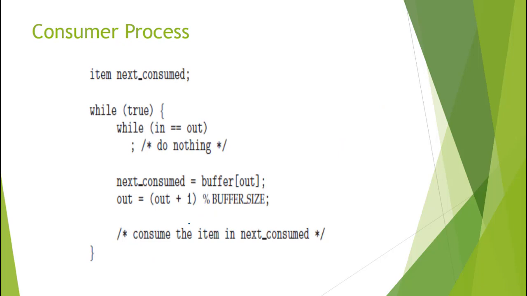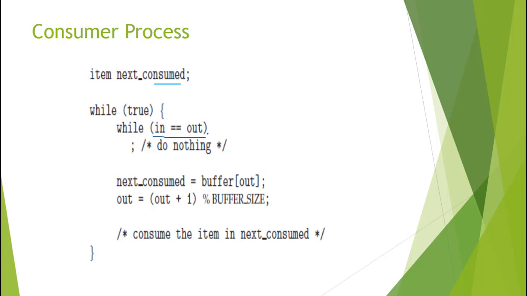Whereas coming to the consumer code, the consumer process needs to consume an item from the buffer. In order to consume an item from the buffer, I have taken a variable to store the consumed item, next consumed, and the data type is item. Here again, this consumer process should keep on consuming the items produced by the producer. The only condition when this consumer process should not consume is when the buffer is empty, and the condition for buffer empty is in is equal to out.